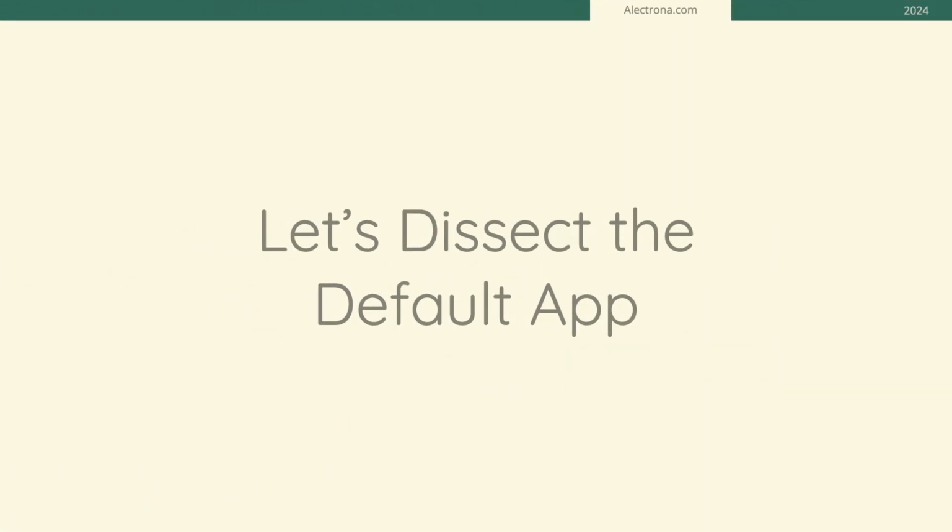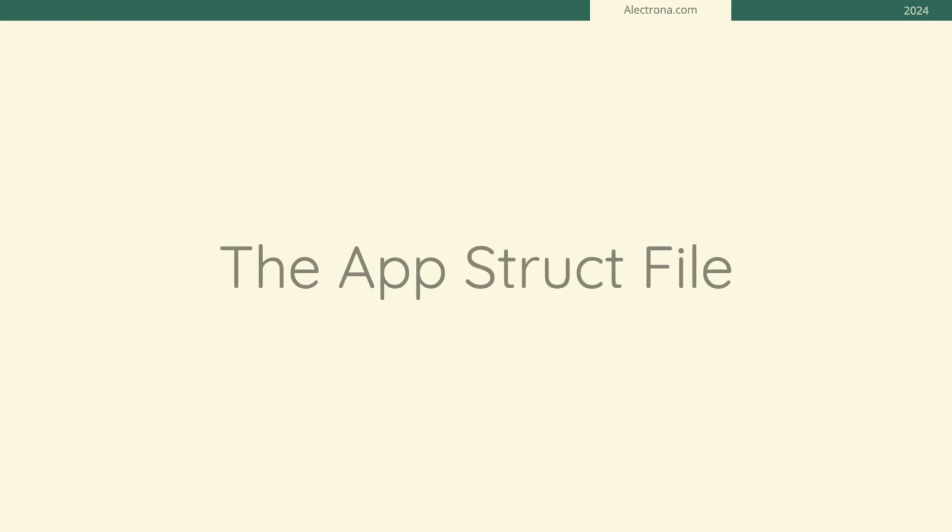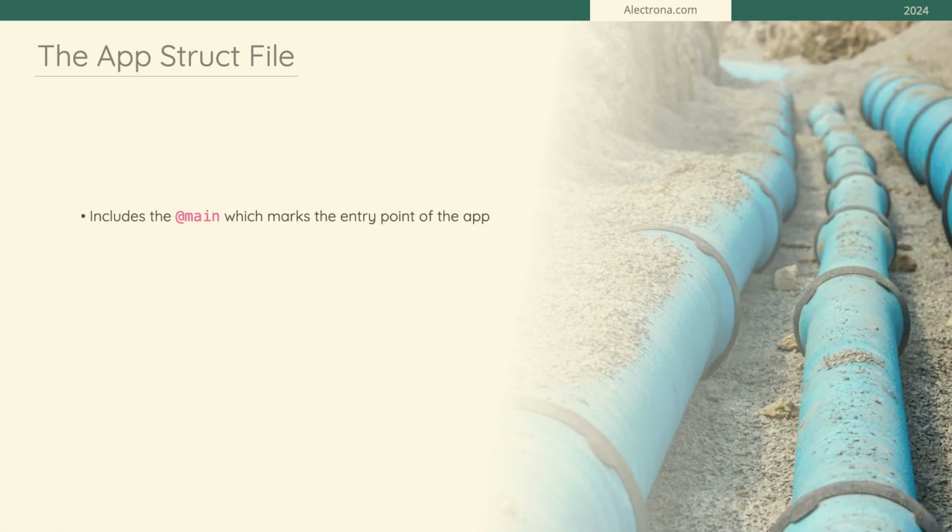So yeah, let's dissect that app. The first thing we're going to look at is the app struct file, and I'll give you a little bit of information about what that actually is. The app struct file is basically the main entry point of the application. That app struct file includes an @main, which is referencing main. So again, main entry point of that app. The body of that app struct file contains one or more scenes. In our example, it's a window group and a content view, and we'll show you that.